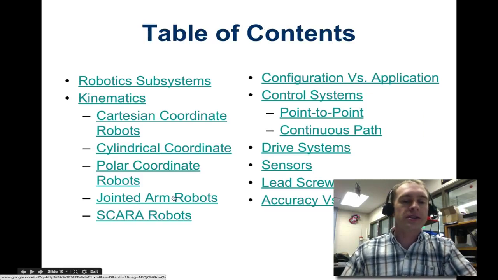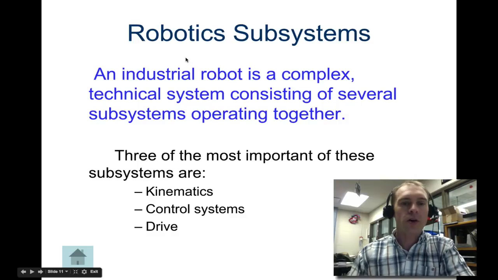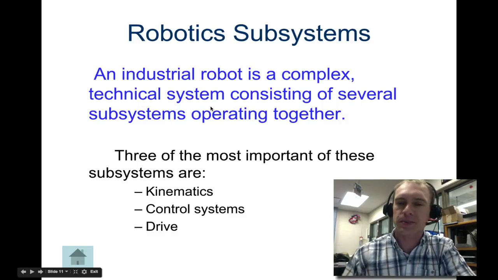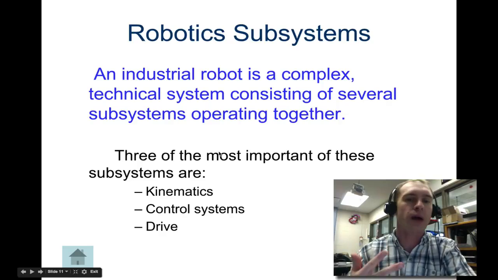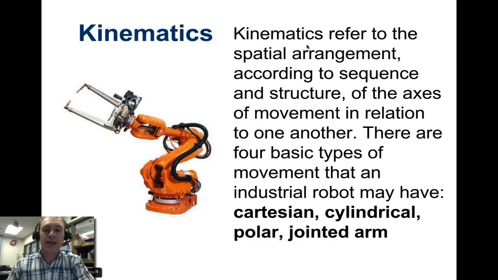So we're going to look at these different systems, and you should be down on number 7, and 5 different types of robots here. So first, looking at what that's going to be, an industrial robot is a complex technical system consisting of several subsystems operating together. So the subsystems we're going to look at are kinematics, control systems, and drive. And these will help you understand then those 5 different robots. So kinematics refers to the spatial arrangement according to the sequence and structure of the axes of movement in relation to one another.